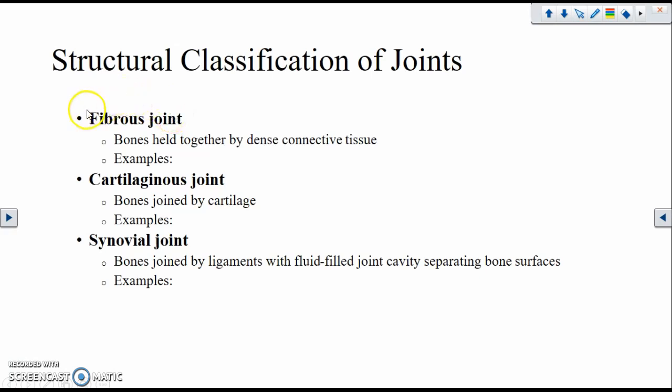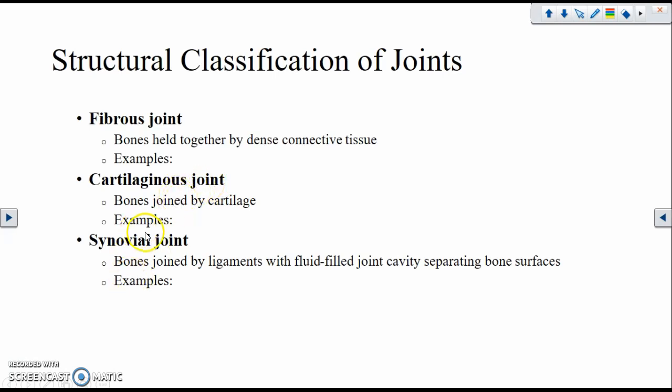If it's made up of dense regular connective tissue, it's called a fibrous joint. If it's made up of cartilage, it's called a cartilaginous joint. An example of a fibrous joint, folks, is your teeth. If you think of teeth as bone, they're connected to your mandible, or your maxilla in this case, through dense connective tissue. On the other hand, an example of a cartilaginous joint would be between your vertebrae.